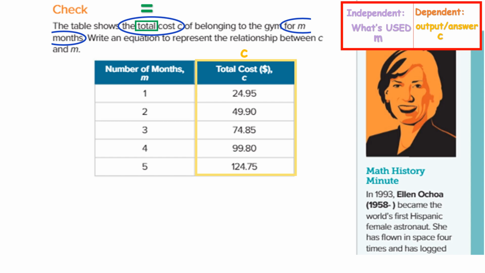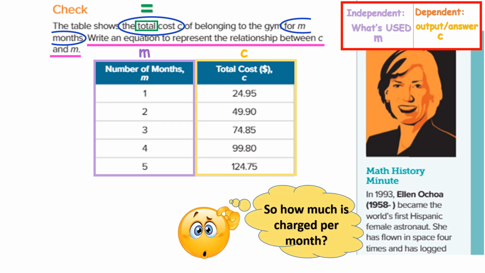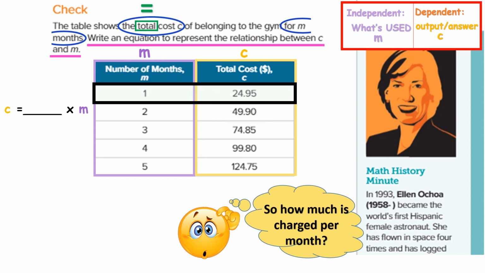So what am I doing each month to end up with this total cost on the right-hand side? So using my independent, my M, to end up with my C, my final one. So I have to write a relationship, an equation, right? So how much am I being charged per month? Well, from the original problem, I would say I don't really know. But let's look at the table that's being given, because the table indicates that I am possibly being charged $24.95 per month, because per month indicates one, right? So that's the idea of a unit rate. So we could try and see if $24.95 times the number of months is going to work.